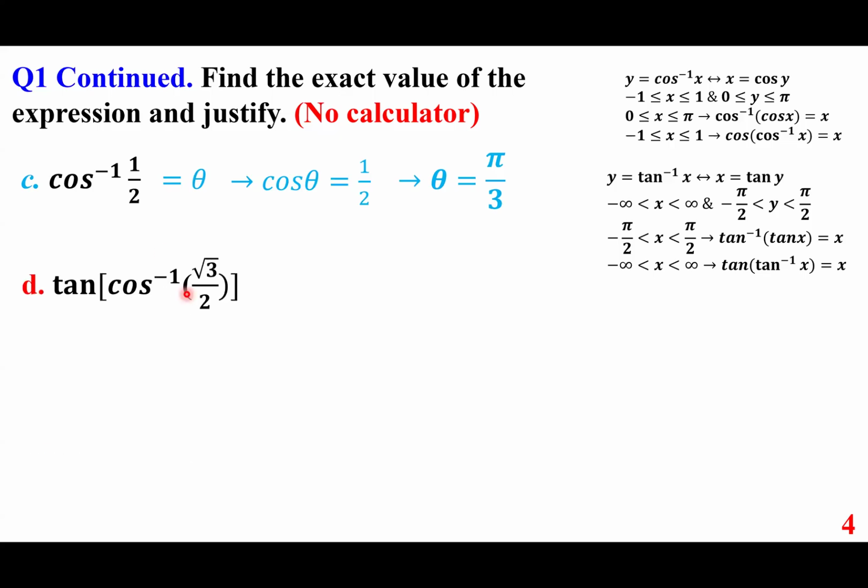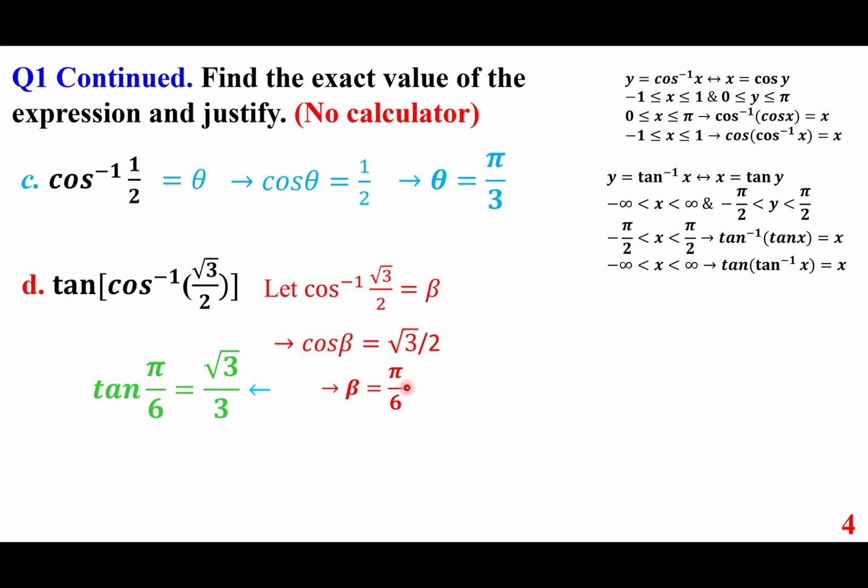What about tan of cosine inverse of square root of 3 over 2? We're going to work on this. Remember, this represents an arc on an angle, so let this be something, for example, beta. By definition of an inverse function, cosine beta must be square root of 3 over 2, which is a common arc, and therefore pi over 6. So we want tan of pi over 6. Tan of pi over 6, we know it to be square root of 3 over 3.